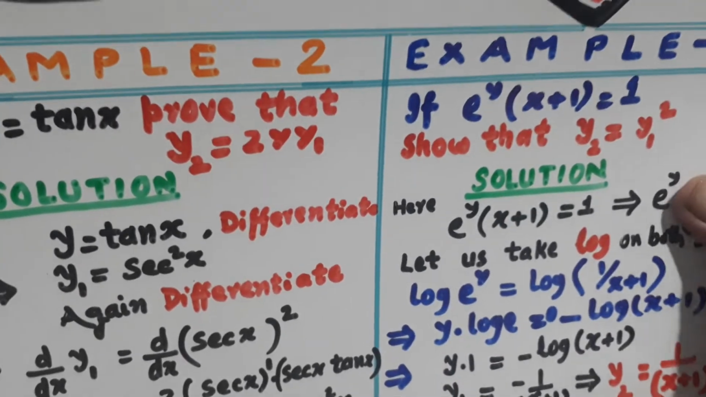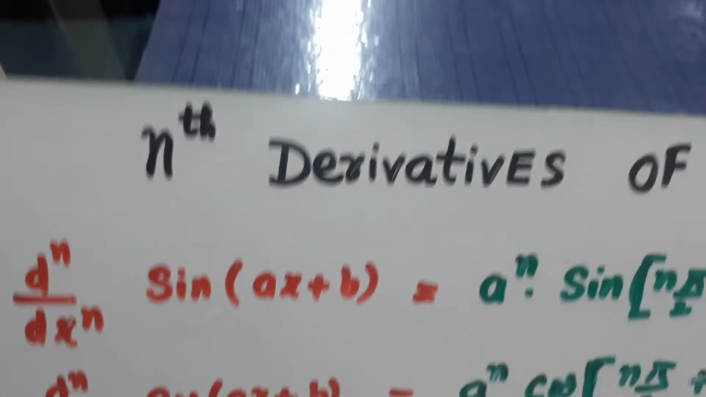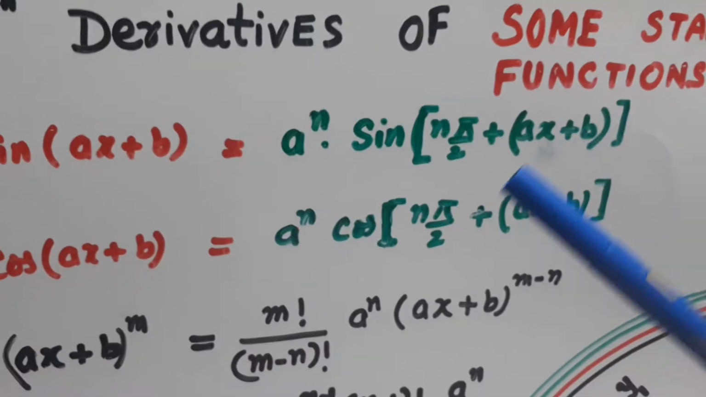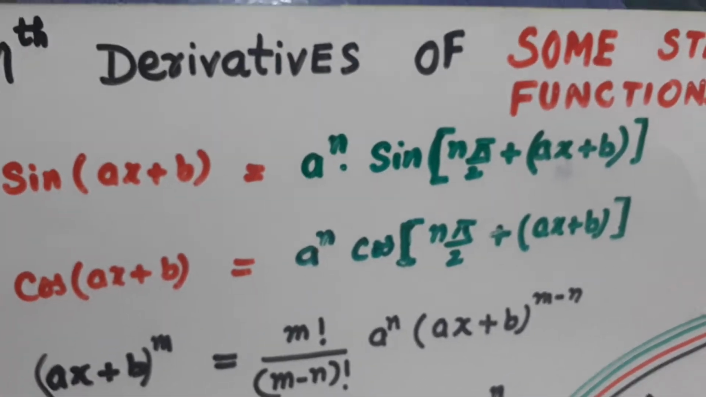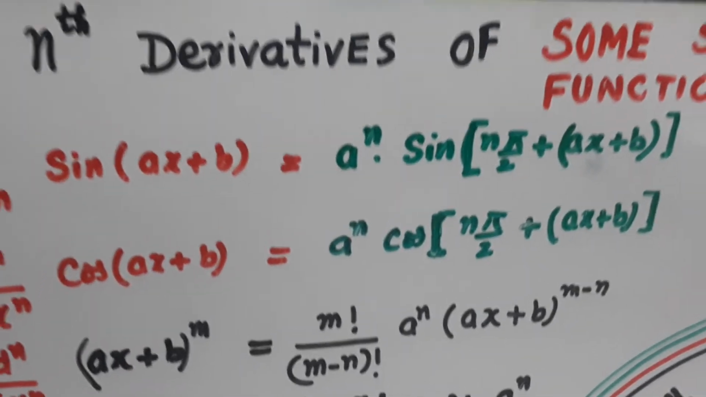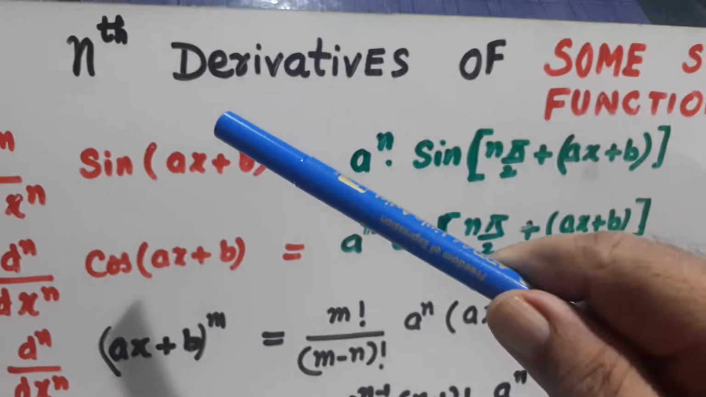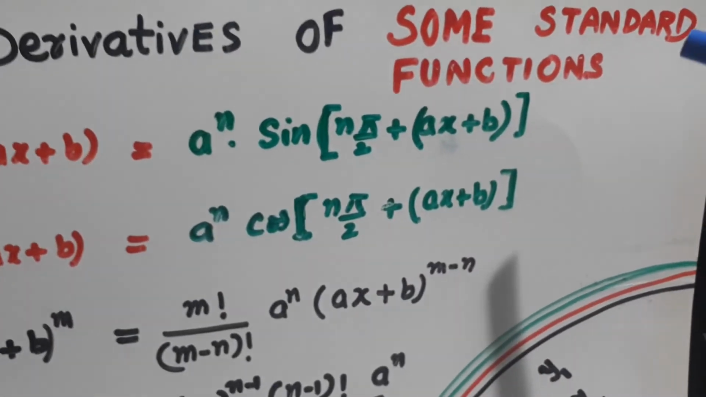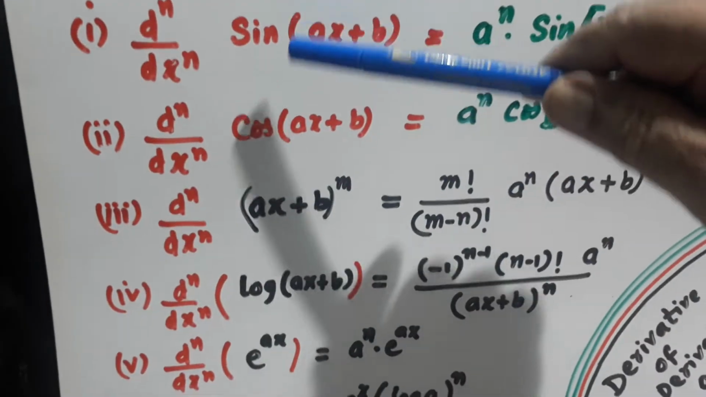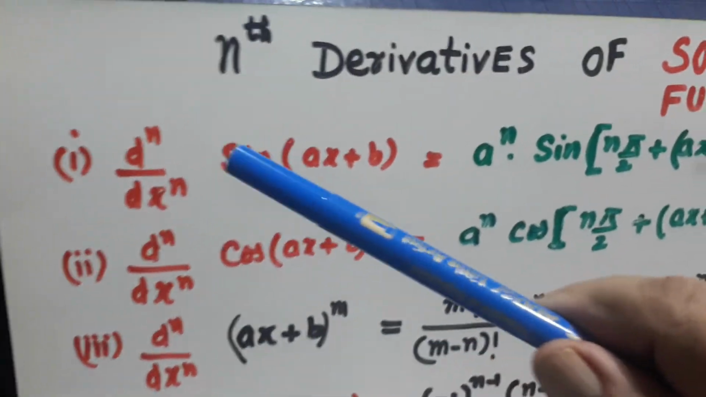So now there are general formulas, nth derivatives. अब मान लीजिए डेरिवेटिव लेना है n टाइम्स, सो इट विल बी कॉल्ड nth derivative of some standard functions. These functions which we will be discussing, they are all standard. Now let us take first one.